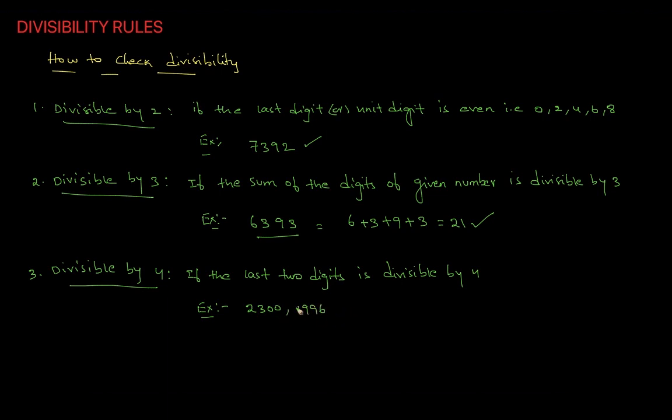1996. Both of these: in this number, what are the last two digits? 0 0, that means 100. 100 by 4, 25. So 2300 is divisible by 4. Here 96, 96 by 4, 24. So 96 is divisible by 4, so definitely 1996 is divisible by 4.